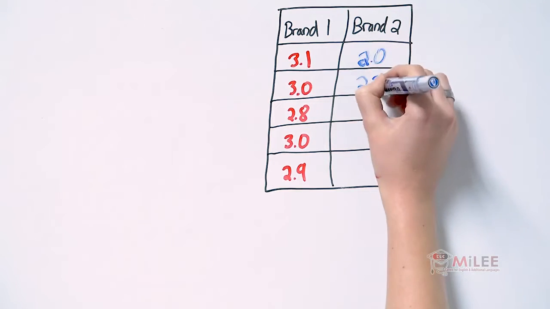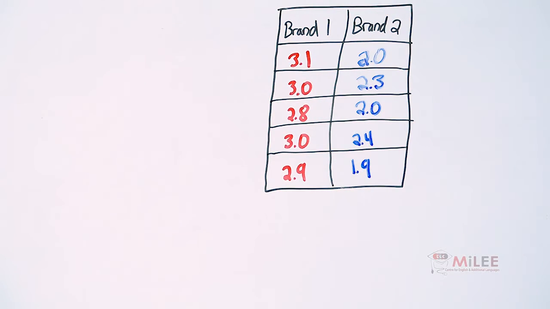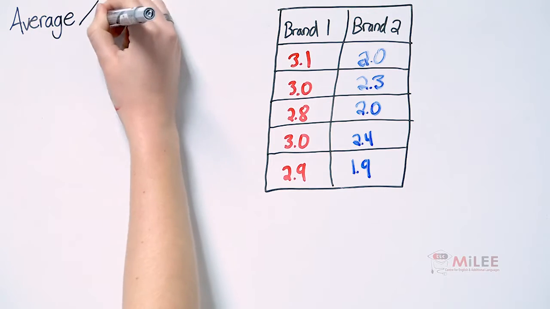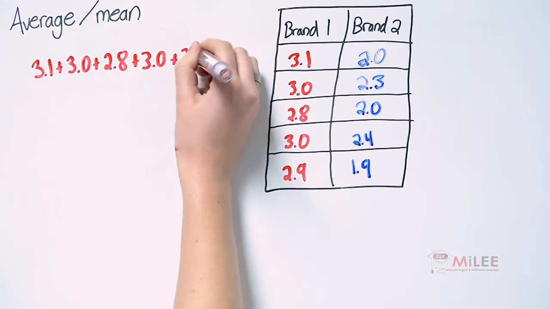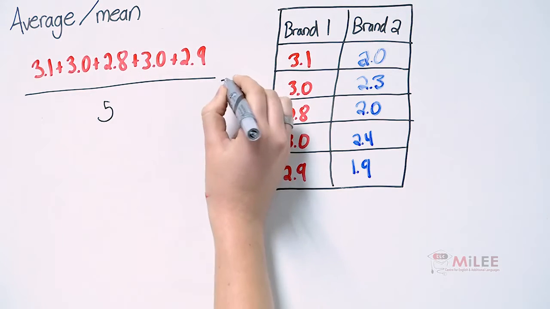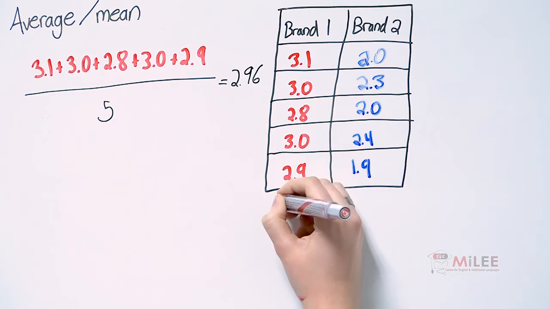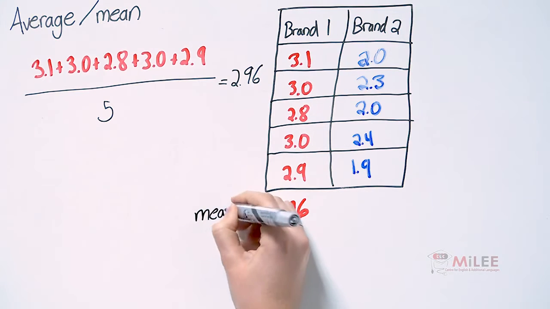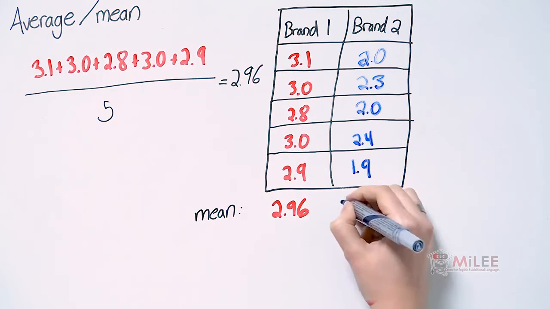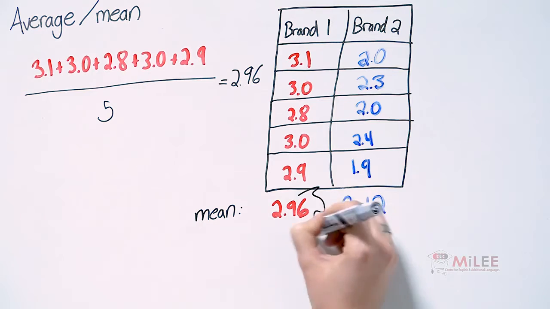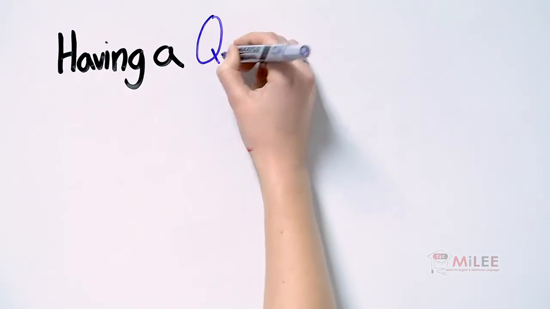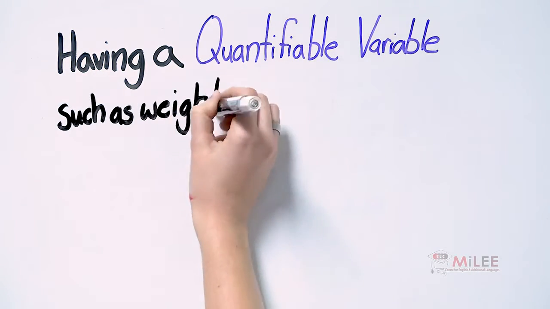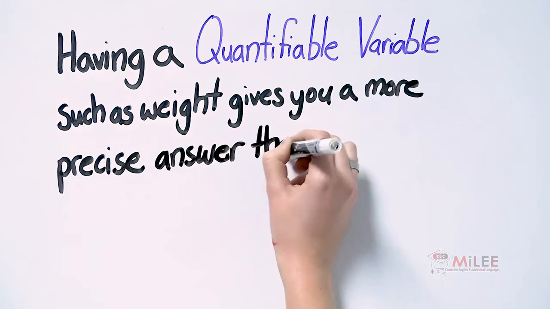To do this, you add up all the measured values of a single brand and divide by the amount of gummy bears you measured. This calculation gives you the mean weight for that brand. You can then repeat this process for the other brand and see if one is larger than the other. You might find that the brand 1 gummy bears have a larger mean weight than the brand 2 gummy bears. So you could buy brand 1, knowing that you're getting more gummy by weight. Having a quantifiable variable, such as weight, gives you a more precise answer than generally asking which brand is best.